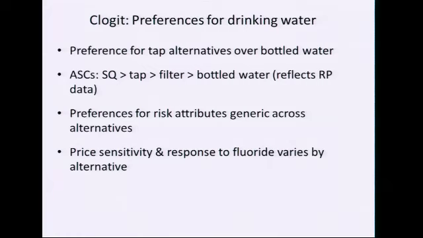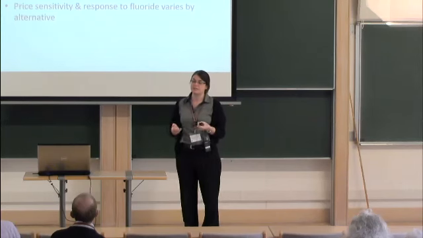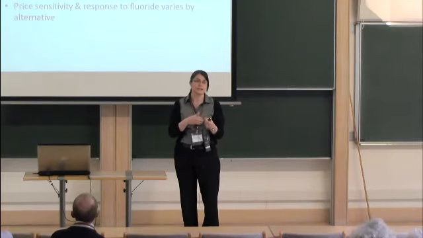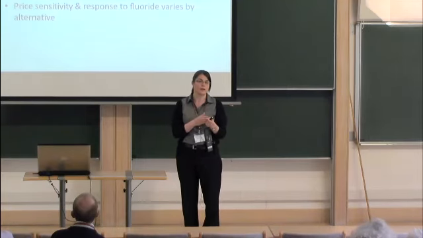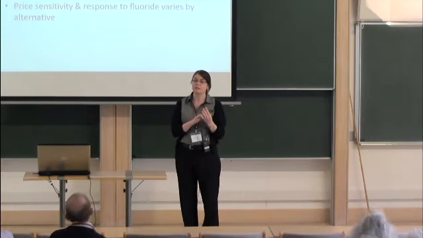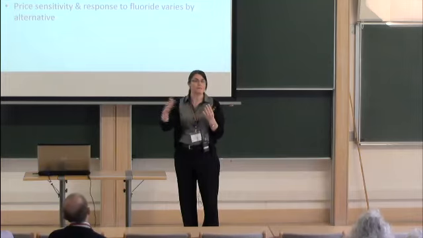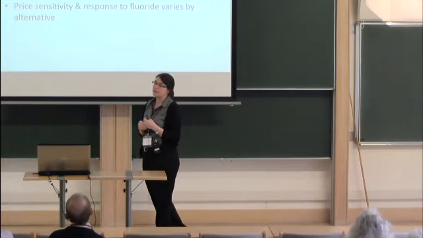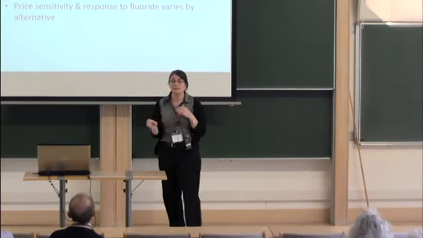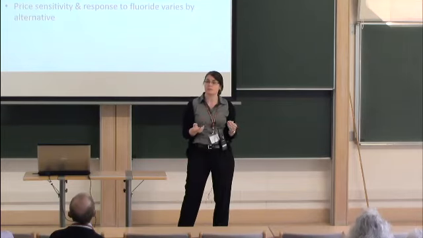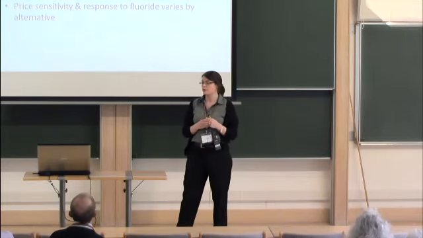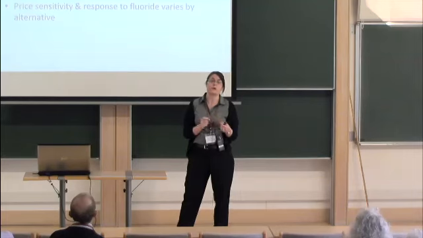Using various tests, preferences for the risk attributes were actually generic across the alternatives. So we collapsed our model and just have 4 risk effects rather than 4 by 3 alternative risk effects. Price sensitivity did differ across alternatives, and that's not surprising given that the levels differed across alternatives, but also fluoride, whether people wanted fluoride added to their bottled water, tap water, or tap and filter, also differed.